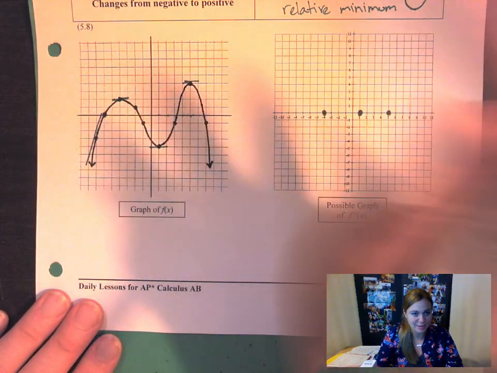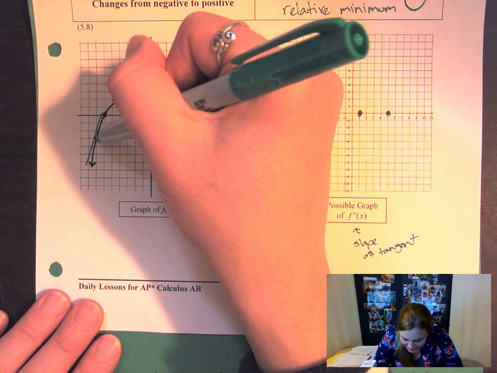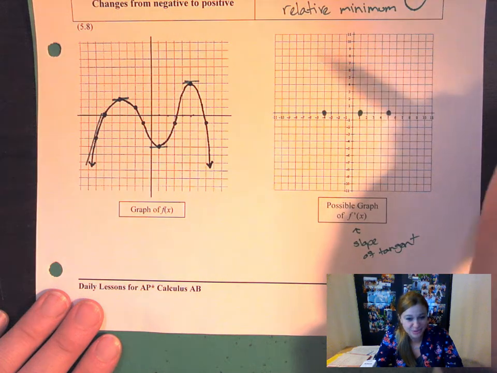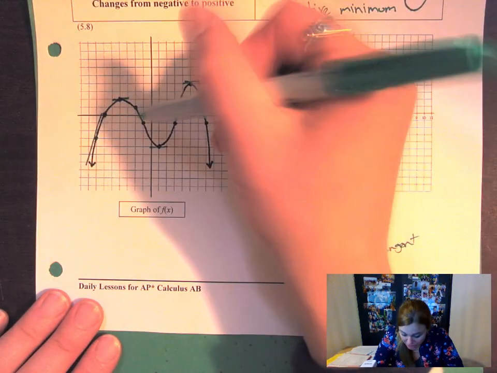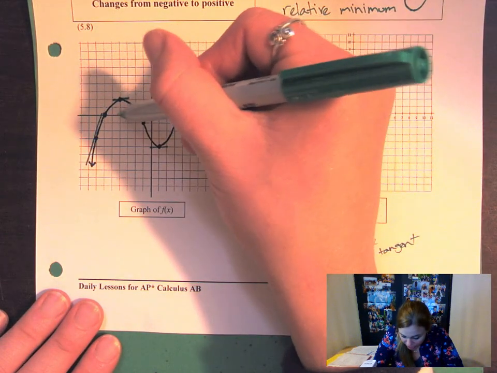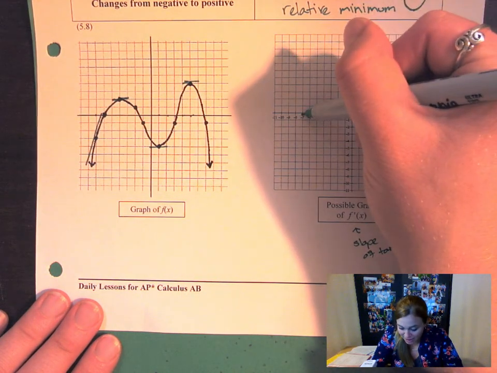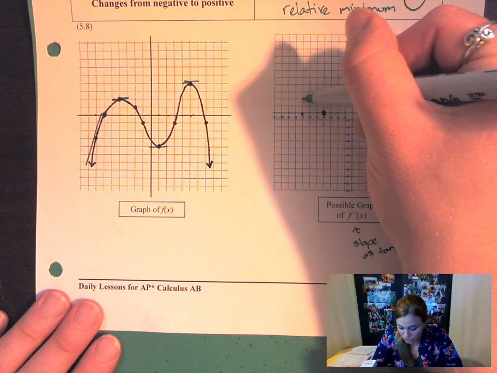This tangent line isn't my best, but I'm going to go with it. And I can see a slope of 1, 2, 3, 4 over 1 maybe. So maybe like a positive 4. 1, 2, 3, 4, 5, 6, 7. That means at -7, f prime is equal to positive 4.